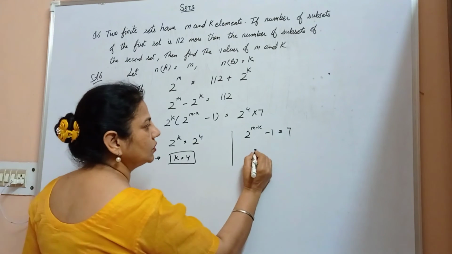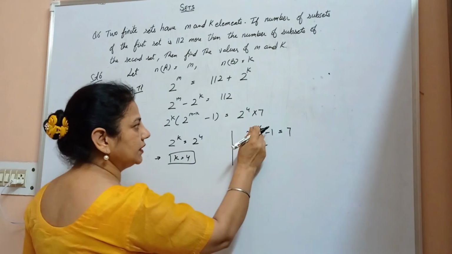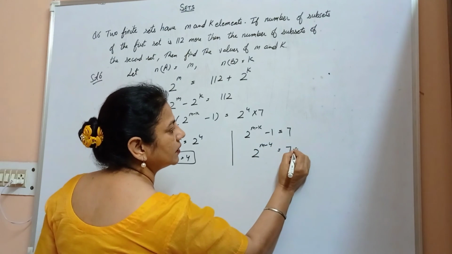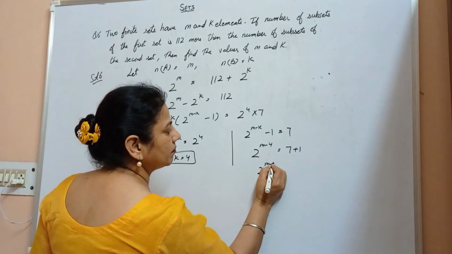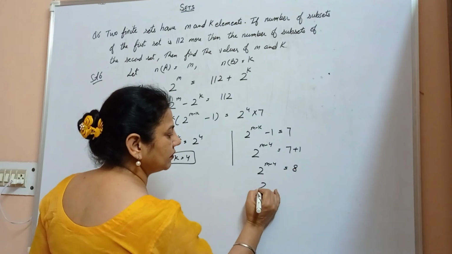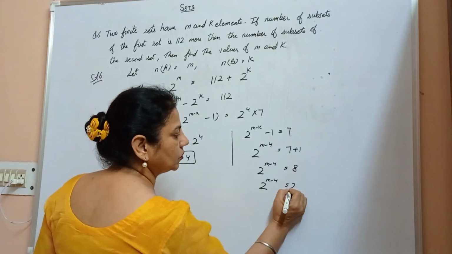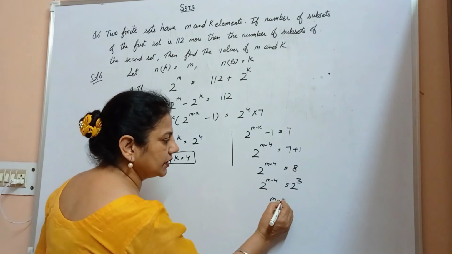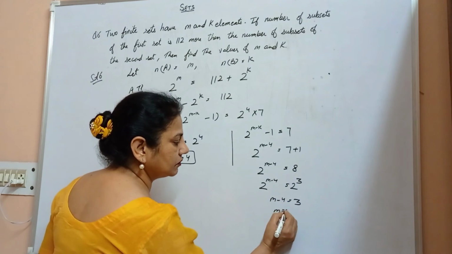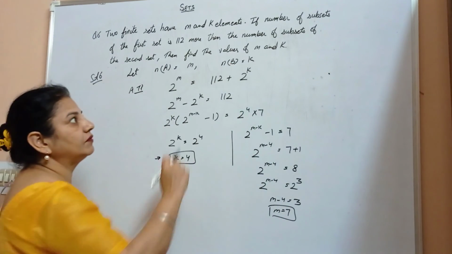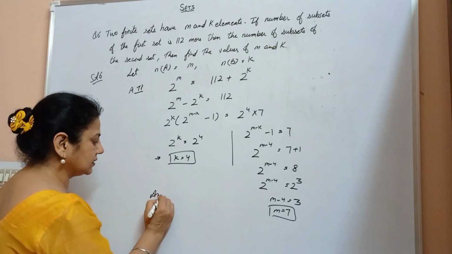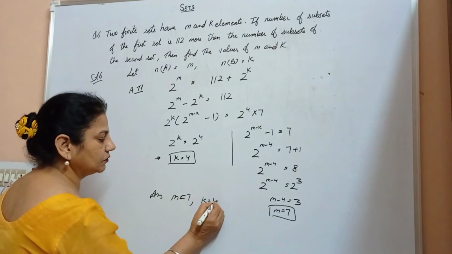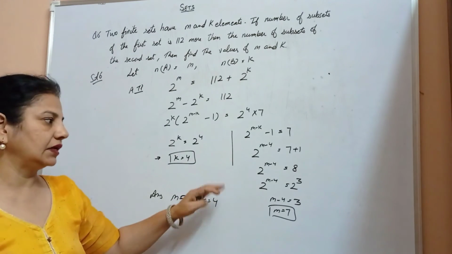In the second bracket, I have 2 to the power m minus k, minus 1, equal to 7. With k as 4, which we have already calculated, 2 to the power m minus 4 is equal to 7 plus 1, which is 8, and that is 2 to the power 3. Comparing the powers, m minus 4 is equal to 3, so m is equal to 7. So the answer: m is equal to 7 and k is equal to 4.